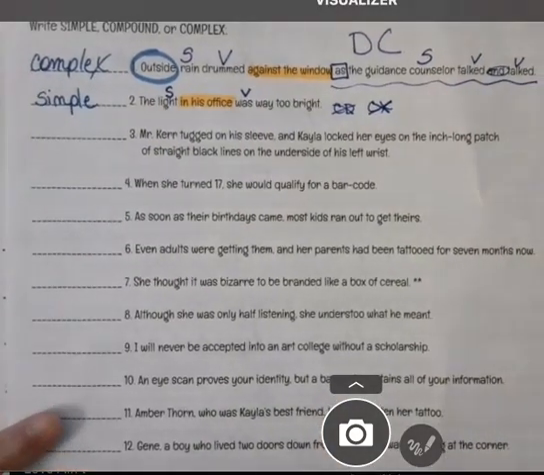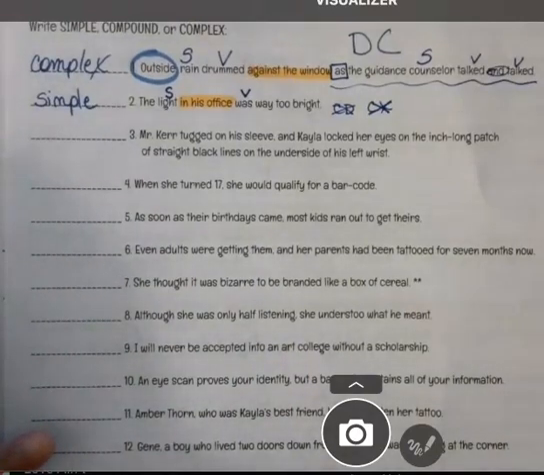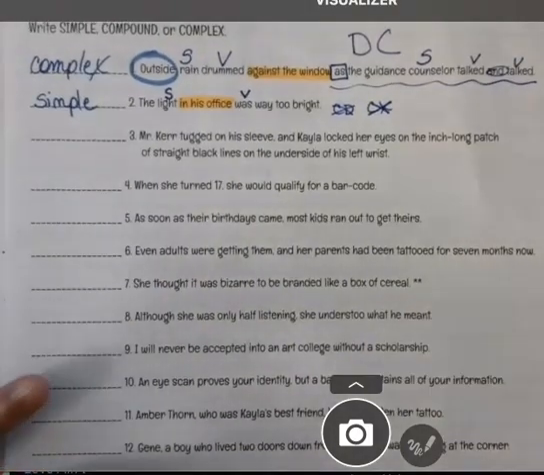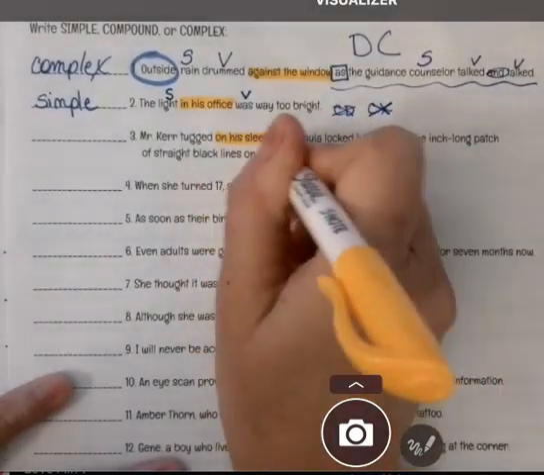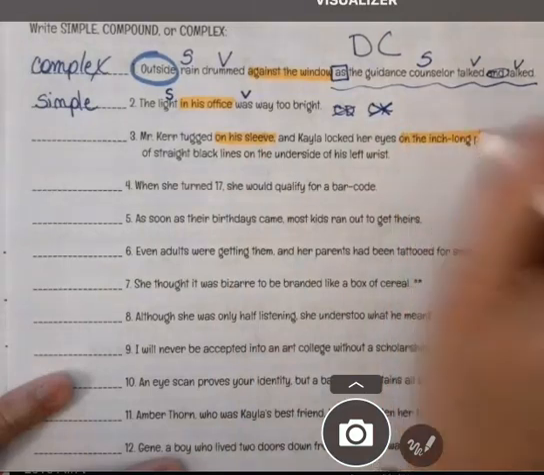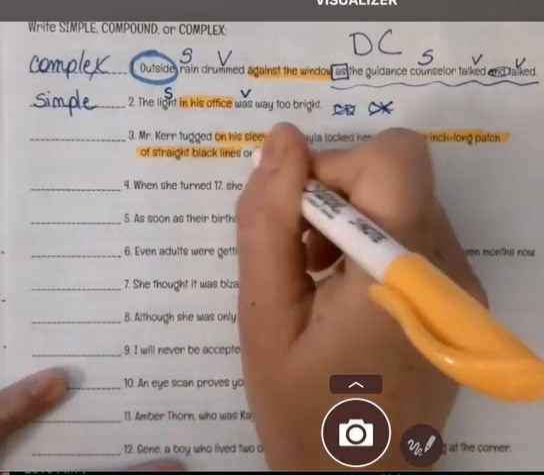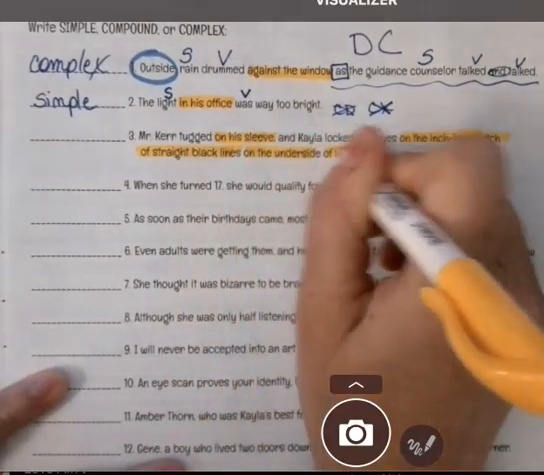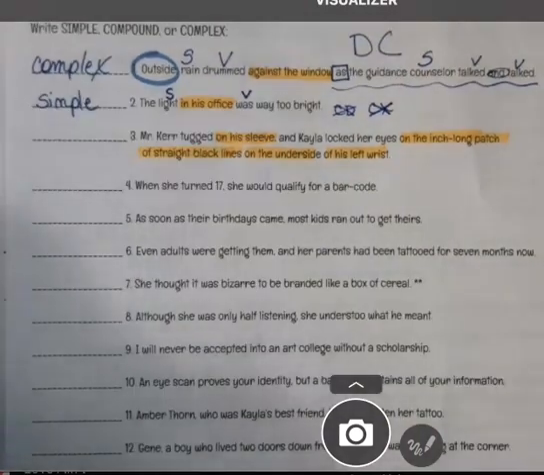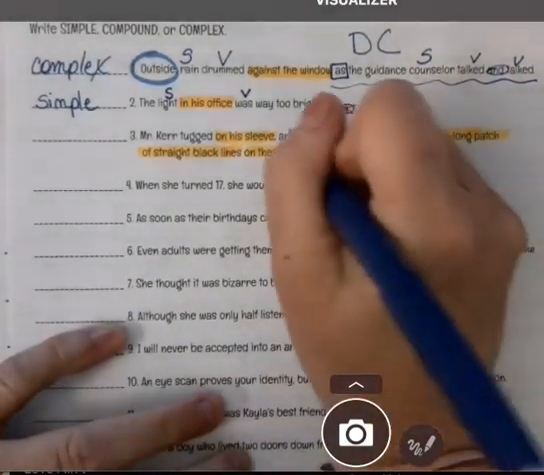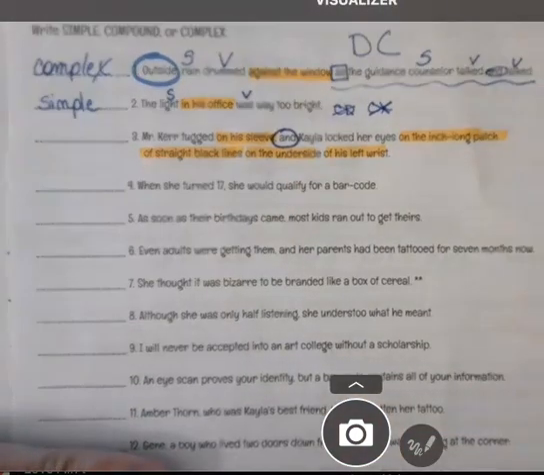Mr. Kerr tugged on his sleeve and Kayla locked eyes on the inch-long patch of straight black lines on the underside of his wrist. So the first thing I'm going to do is look for prep phrases, and I see on his sleeve and on the 1-inch patch of straight black lines on the underside and of his left wrist. Got rid of most of that sentence there. So the next thing I'm going to look for is a comma conjunction, and I do see one. Now that doesn't necessarily mean it's compound. This could have a list.